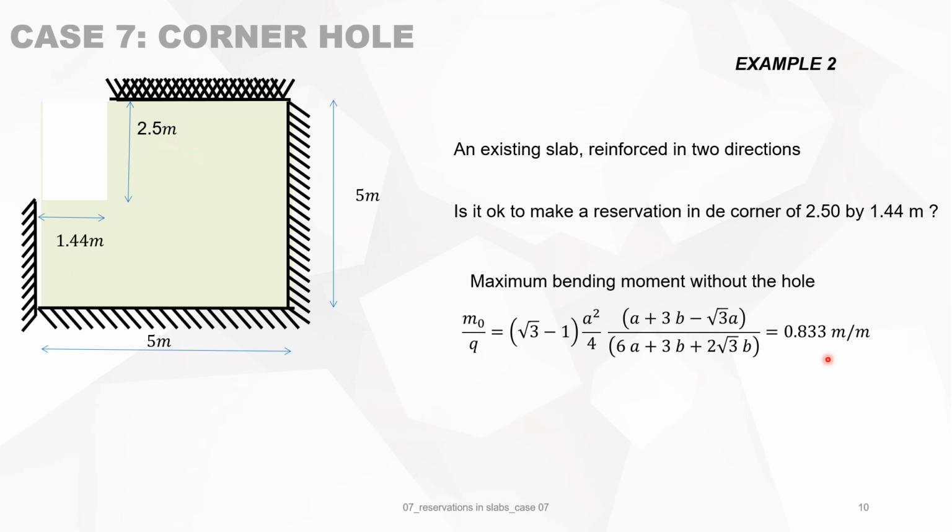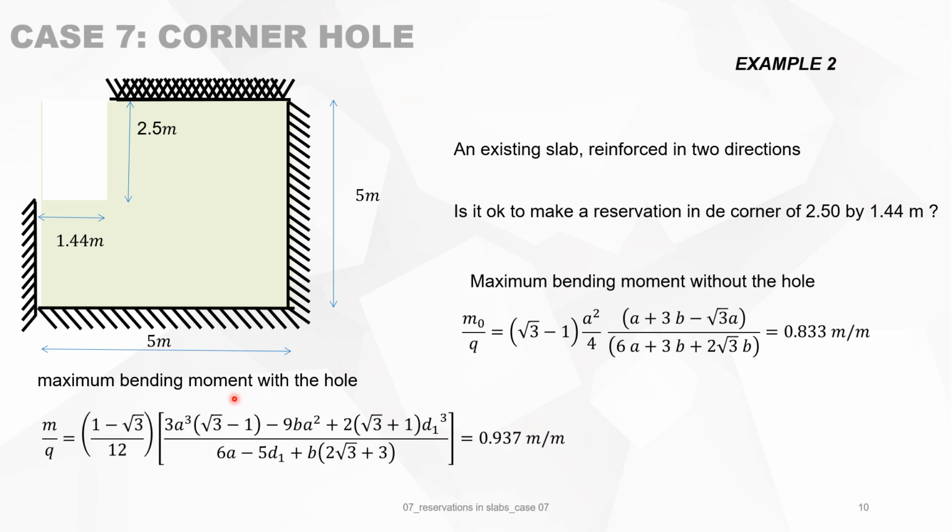So M0 over Q gives us 0.833 millimeter per meter. And the maximum bending moment with the slab, so we take M divided by Q, we take the formula of the previous slide. This is only dependent on the geometry, and we get 0.937 millimeters per meter. So this means that the bearing capacity is 89%, or we will lose 11% in bearing capacity. So making this type of K7 hole into the slab will lead to 11% less bearing capacity than previously.